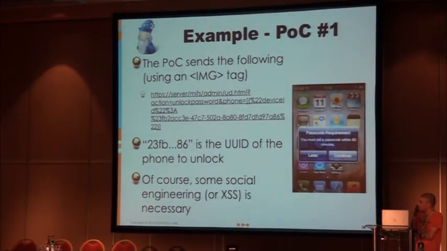The request again is very simple. It's something like that. So it's written unlock, but in fact it will not unlock the phone. It will remove the passcode. And you just have to put here the UUID of the phone. Of course, you need something to deliver this kind of payload, with cross-site scripting, for example.